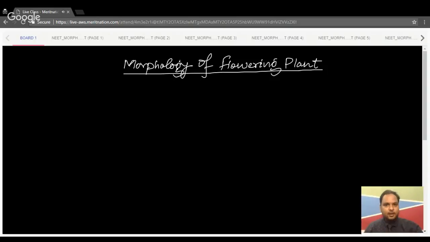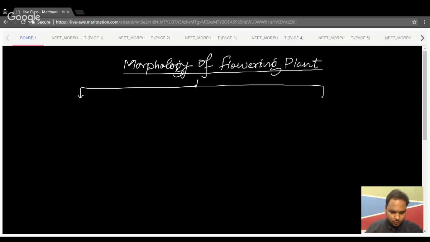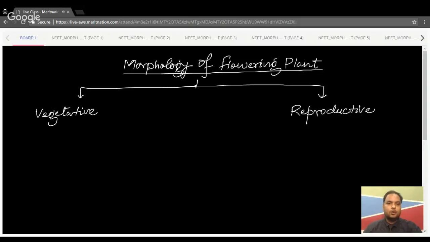We divide the whole morphology into basically two broad categories for a common understanding. One is called the vegetative parts of the plant, and the other one is the reproductive part of the plant. I hope we all understand these two categories. To tell you a little bit about both the parts.